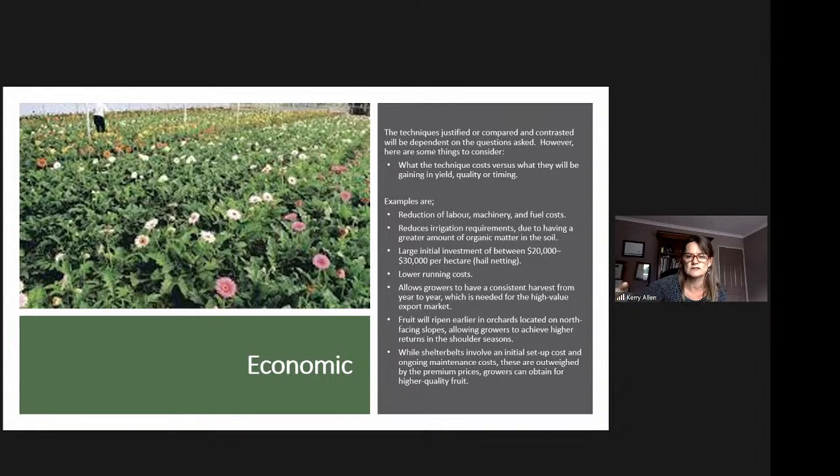Does it reduce labour, so therefore you're saving costs, or does it have a high running cost, so therefore it's a bigger cost to you? What is the purpose of it economically, why would you do this technique? Okay, what impact does it have?